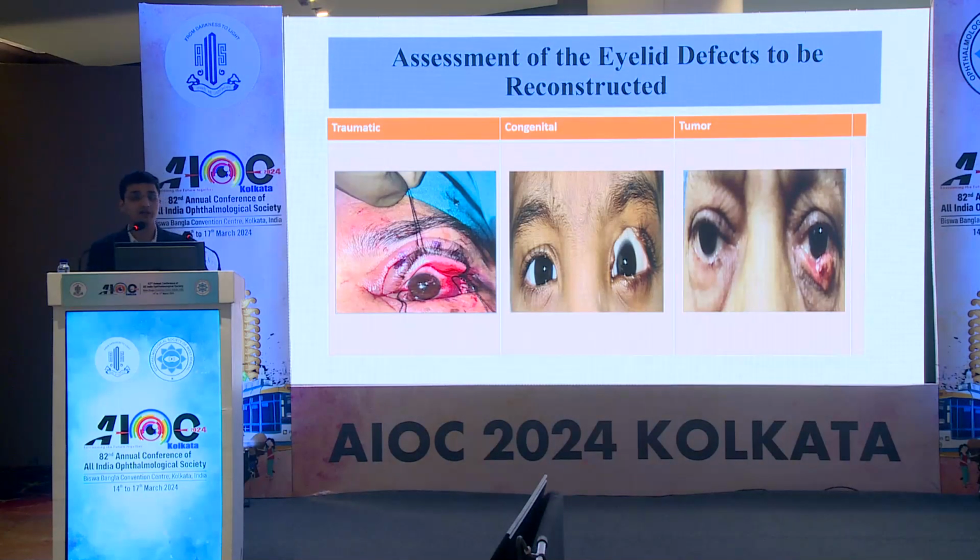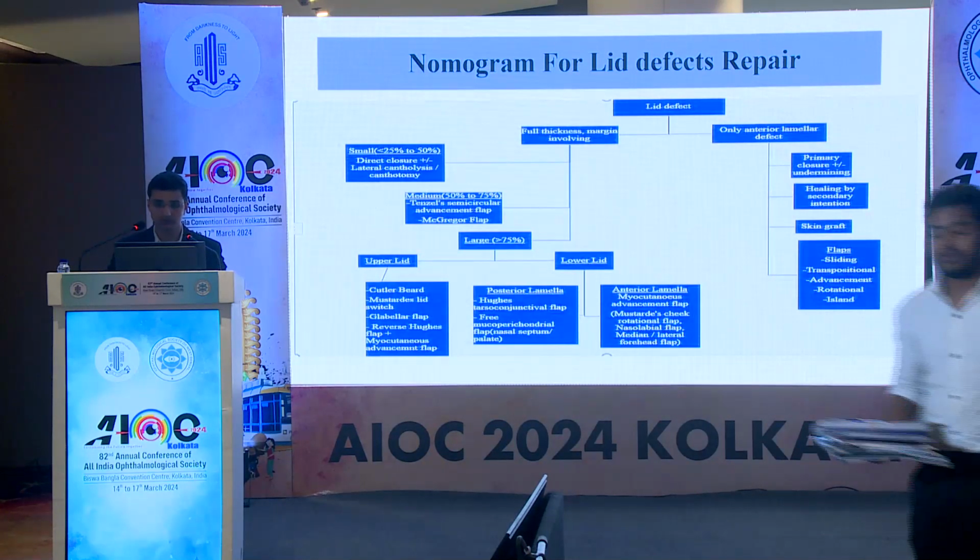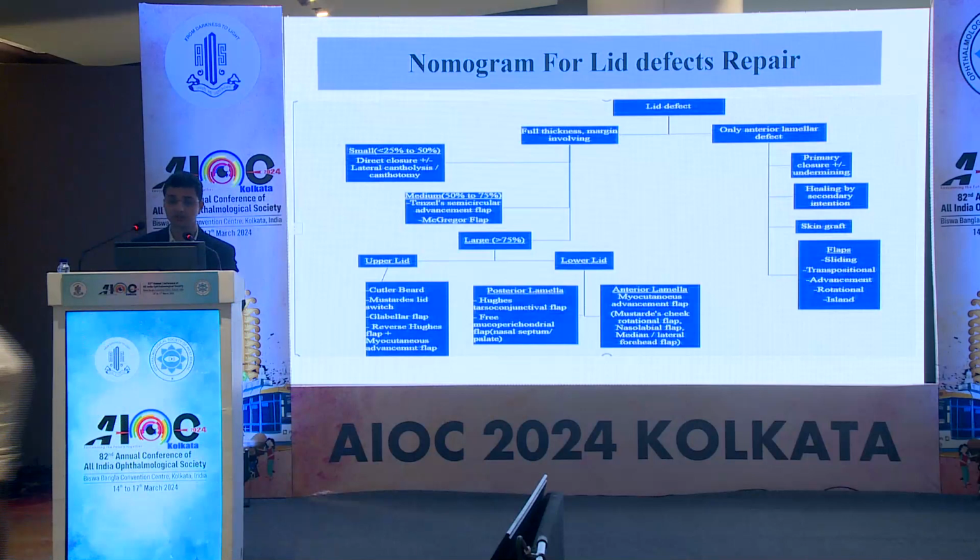Now, assessment of the eyelid defects to be reconstructed. In our clinical scenario, we can have an eyelid defect which can arise either from a traumatic setting, as in the second image, the congenital coloboma, or an iatrogenic cause like tumor resection. Sticking to the nomogram for lid defects as practiced around the globe by all reconstructive surgeons, lid defects can be classified as either full thickness margin involving defects or only interlamellar defects. Interlamellar defects, depending on the size of the defect, can be closed either with primary closure or by skin grafting and flaps.